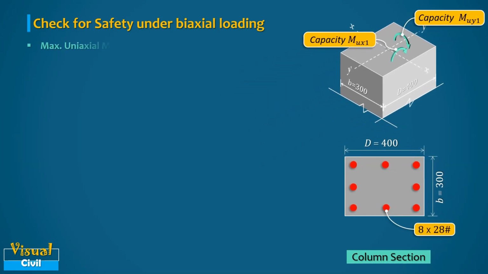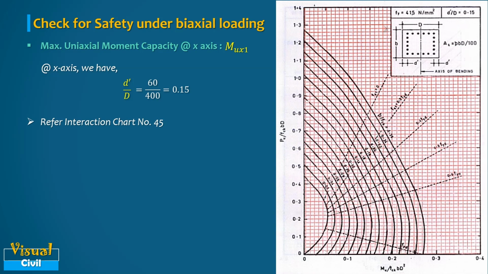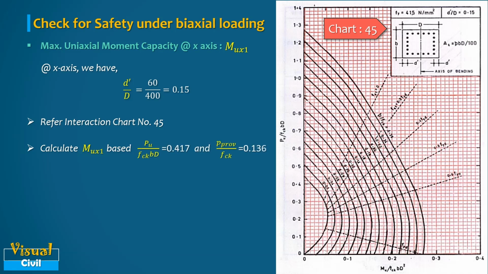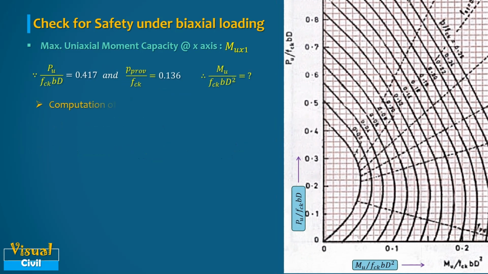So let us compute the maximum uniaxial moment capacity about x-axis, that is Mux1. For the x-axis, d dash by d ratio is 0.15. Hence, we will refer the interaction chart number 45 from the SP16. From this chart, we will calculate the Mux1 based on the value of Pu by fck bD equal to 0.417 and the ratio of percentage steel provided p by fck equal to 0.136.